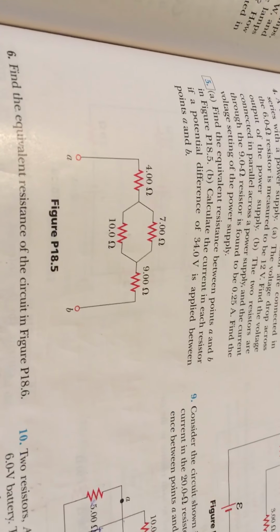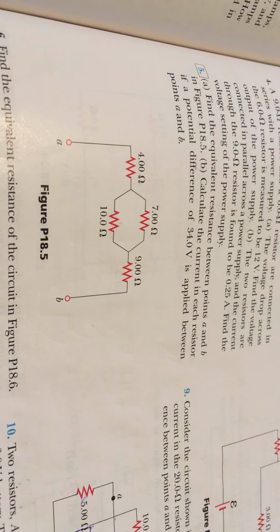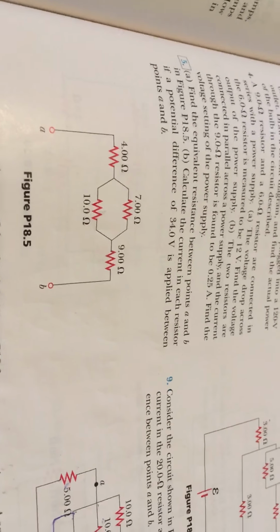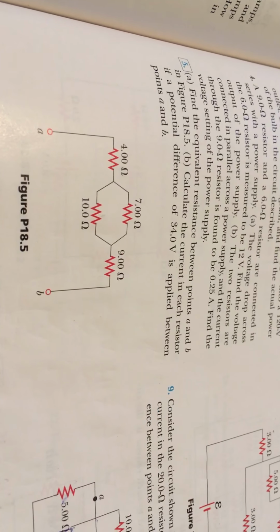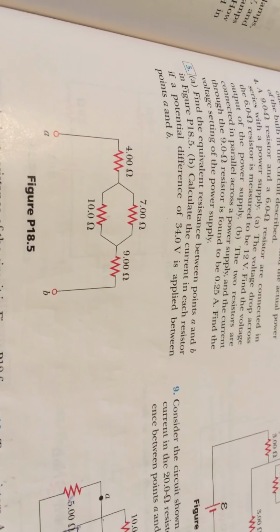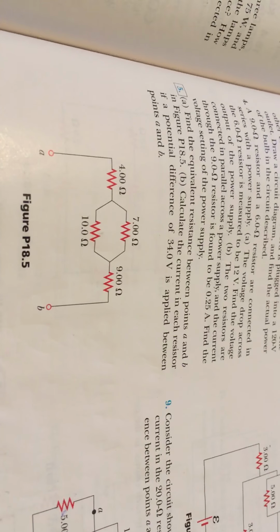Problem 5 of Chapter 18 asks us to find the equivalent resistance between points A and B and calculate the current in each resistor if a potential difference of 34 volts is applied between these two points. So let's get into it.